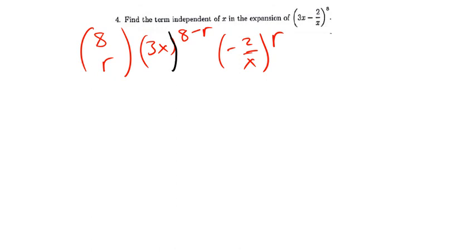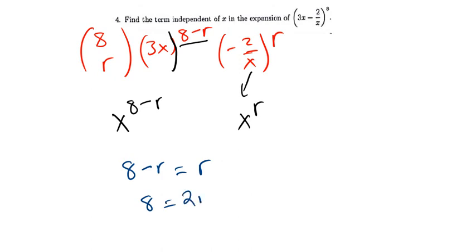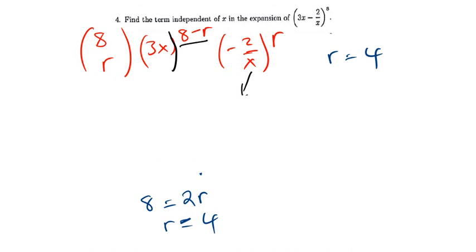So of course we're interested in the power of x. So x will be to the power 8 minus r, and then for this part, that will just be x to the power r. If we equate the powers now, 8 minus r being equal to r, 8 is equal to 2r, and then our r becomes 4 in this case. So r is equal to 4. Okay, you can prove it if you want.